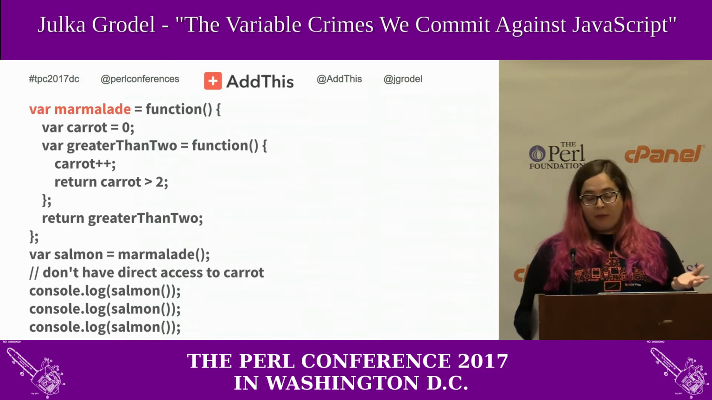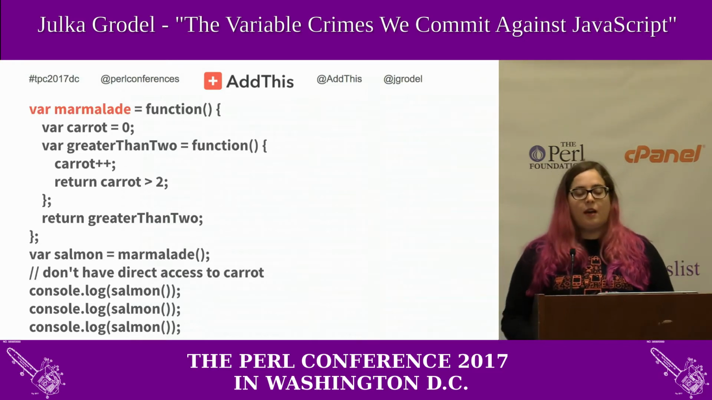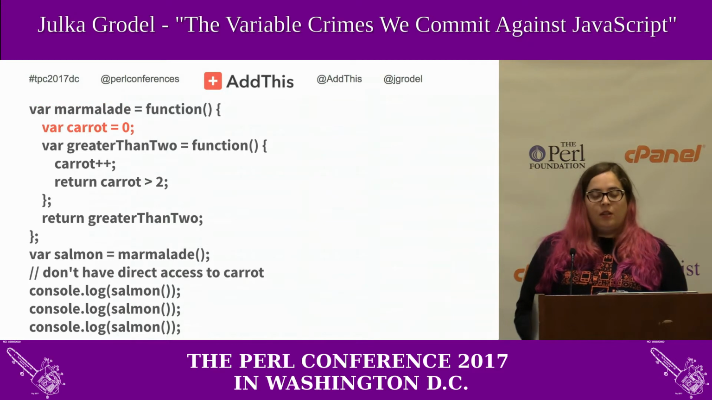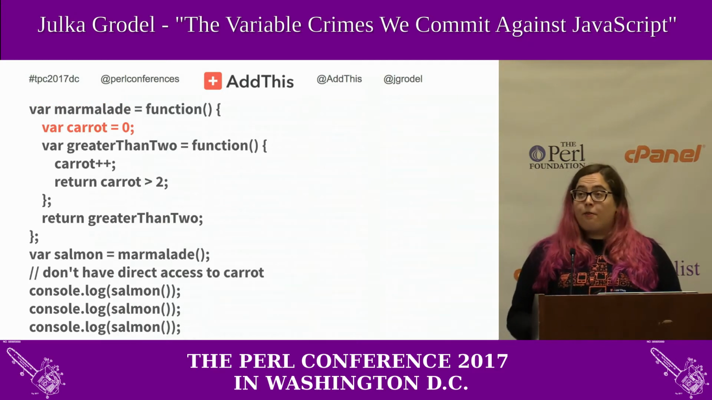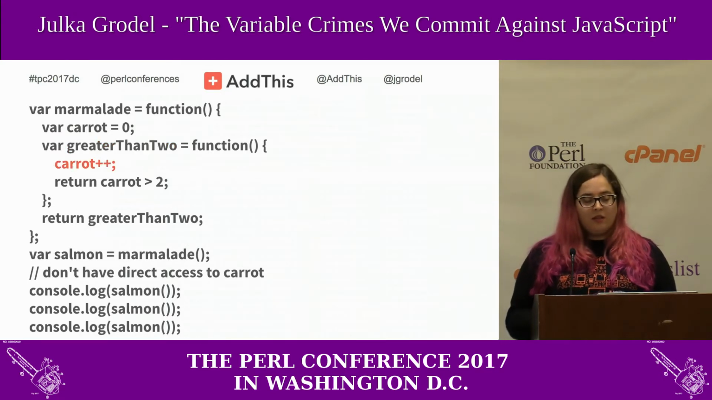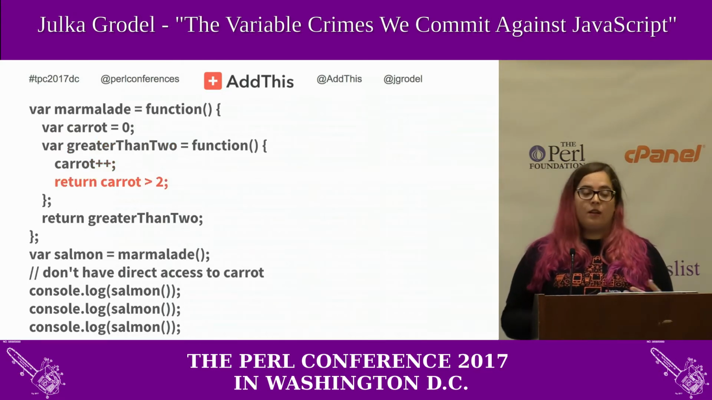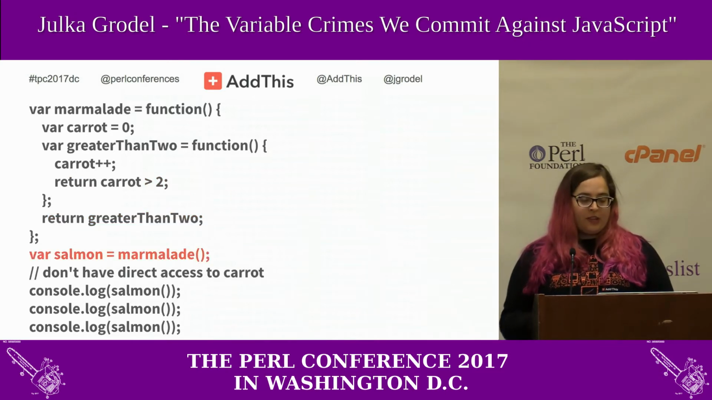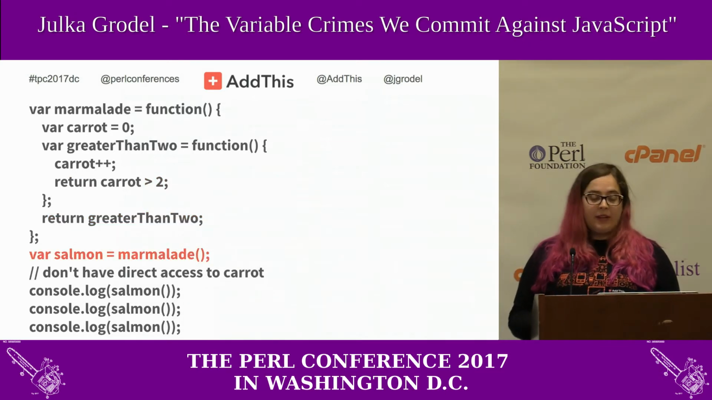I'd define a var marmalade, and that's going to be a function. And inside there, I can define var caret. Here, greater than 2. It increments var caret by 1. And then it returns a Boolean of whether or not caret is greater than 2. But this function returns the function greater than 2. So down here, I can say var salmon equals marmalade. So salmon now equals greater than 2.